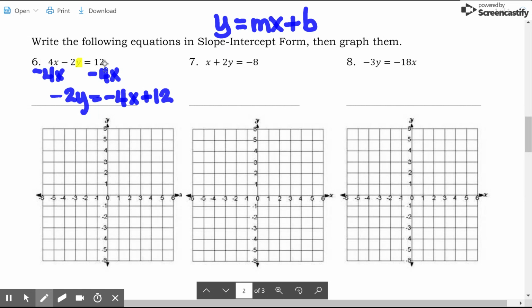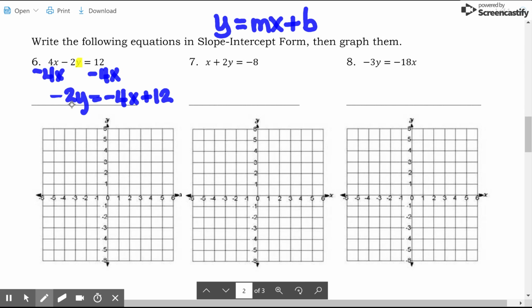Now, these are not like terms. One of them, 12, is a constant. Negative 4x is a variable expression, so I can't just combine them and make this an 8x. We don't know what x is. If x is 10, then this is negative 40, and I could then subtract negative 40 and 12. But x could be 100. We don't know. So we just bring both of these terms down.